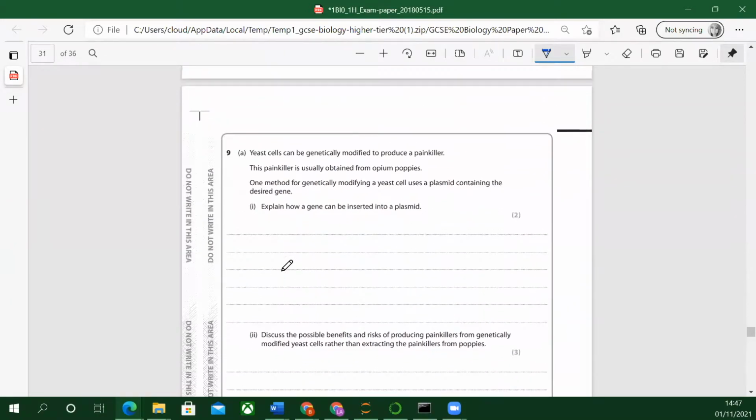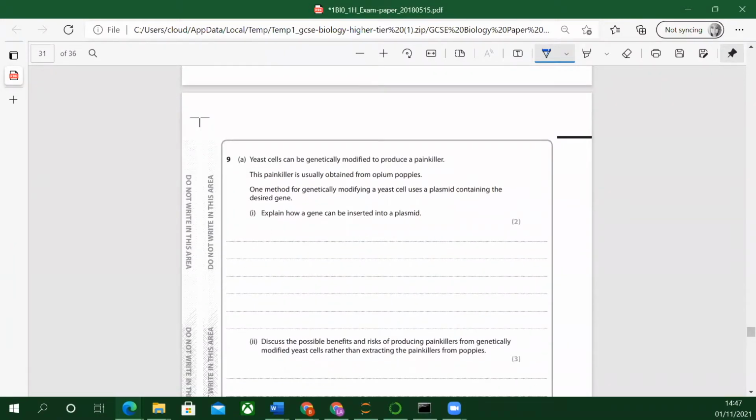Question 9. Yeast cells can be genetically modified to produce a painkiller. This painkiller is usually obtained from opium poppies. So is that codeine? One method for genetically modifying a yeast cell uses a plasmid containing the desired gene. Explain how a gene can be inserted into a plasmid. This is a bit like when you make insulin, isn't it?